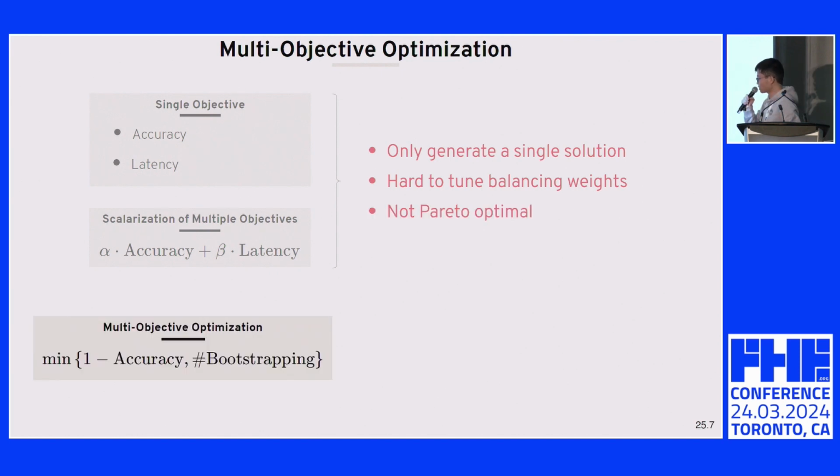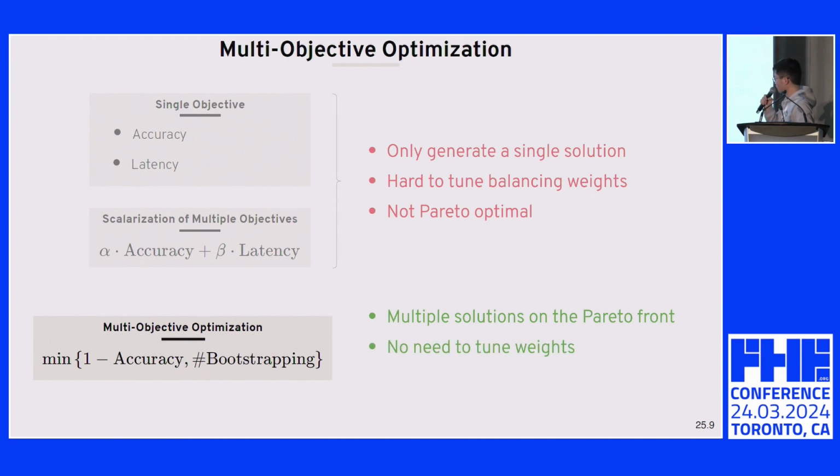We use multi-objective optimization. We directly minimize the prediction error and the number of bootstrapping. So we can get multiple solutions. These solutions are uniformly distributed on the Pareto front. And we don't need to tune different weights. The trade-off is Pareto optimal.